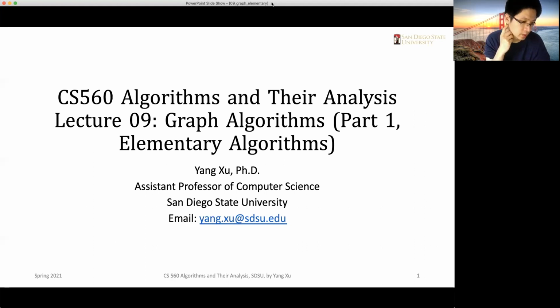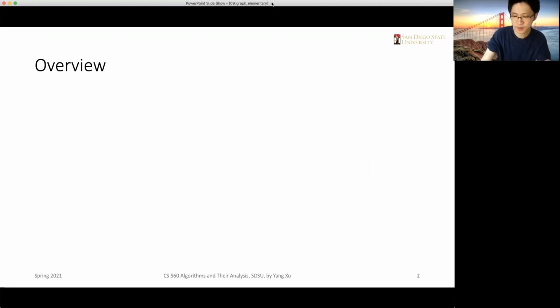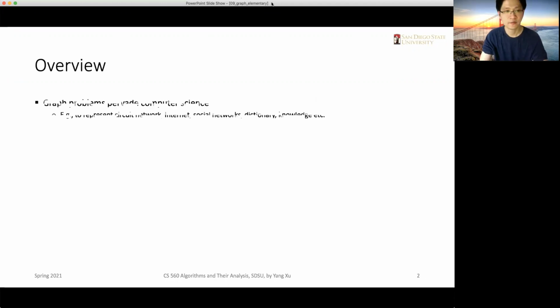Okay, and the graph data structure can do more than finding a path on the map. Actually, we will see that a lot of more abstract problems can also be related to the graph. Okay, so let's first have an overview of the topic.